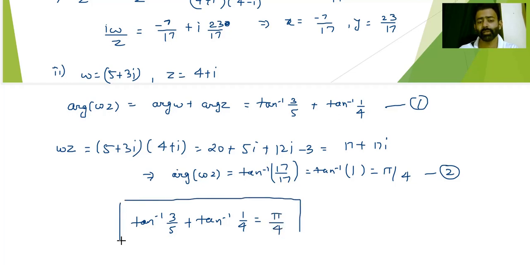Okay, if the question is asking to represent this wz or iw over z in the form of r e raised to power i theta, then in that case again you need to find out the magnitude and the argument of these two. Okay, so that is all as far as questions based on polar form or exponent form are concerned.